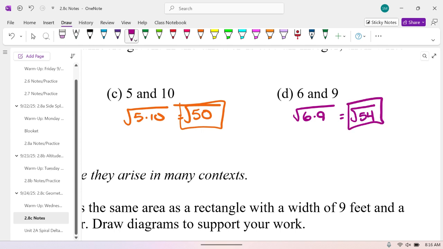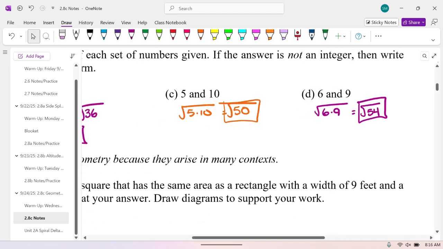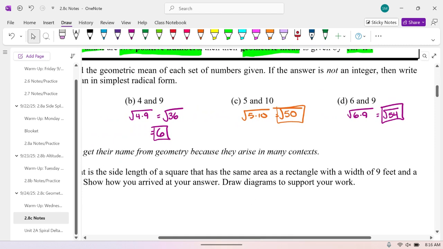All right, try D on your own real quick. So what are you doing for letter D? Someone raise their hand and tell me. Lucas. You're doing the square root of 6 times 9, which, what'd you get? 54. Right, 6 times 9 is 54. Do the square root, and you get the square root of 54. Any questions on how to just do a simple geometric mean?